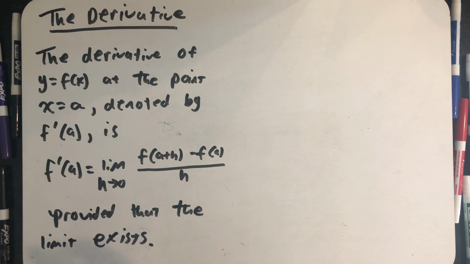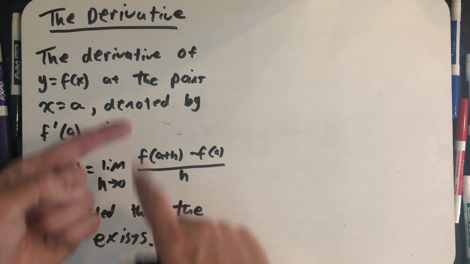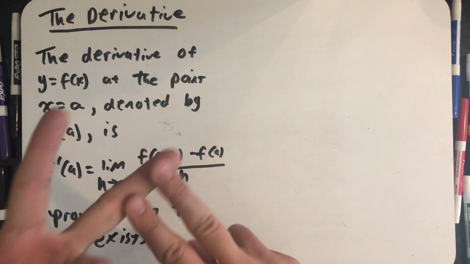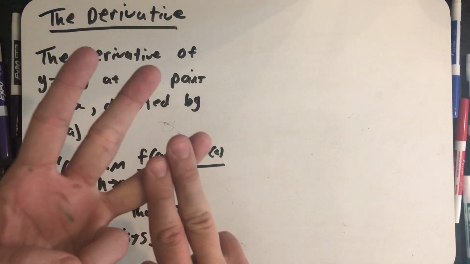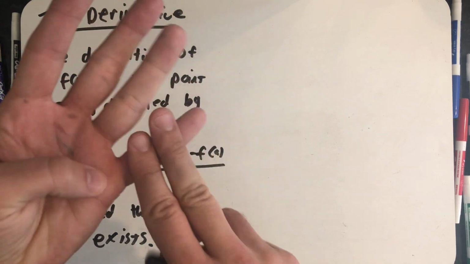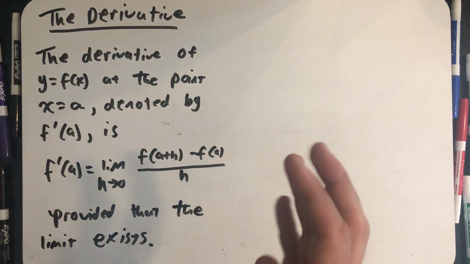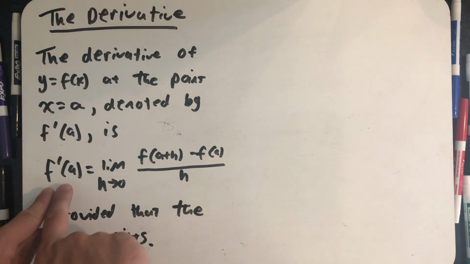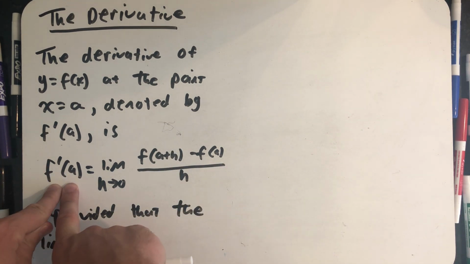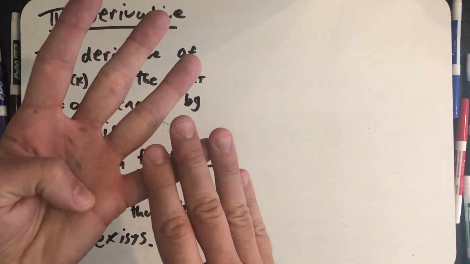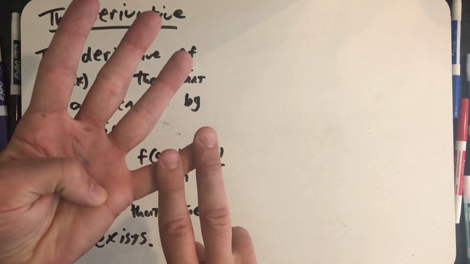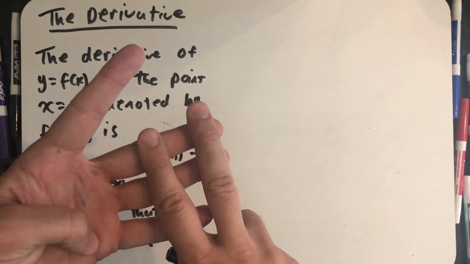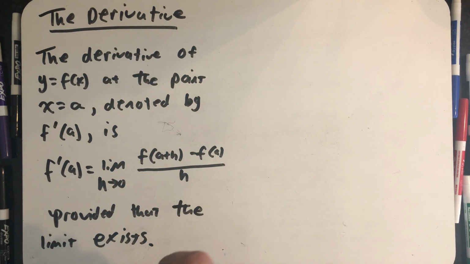Well, wait, we've already met this. This is the slope of a tangent line. It is the instantaneous rate of change. It's the slope of the curve. And apparently it's also called the derivative. So this limit of the difference quotient, denoted by f prime of a, has four different meanings for us. It's the derivative, the instantaneous rate of change, the slope of a tangent line, and the slope of the curve.